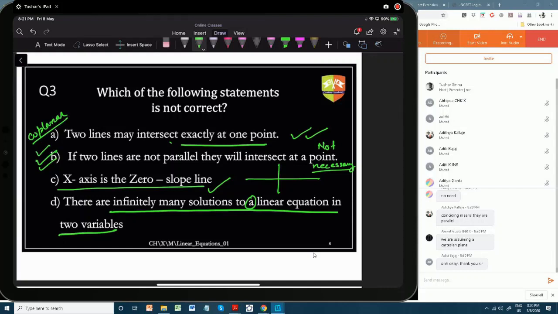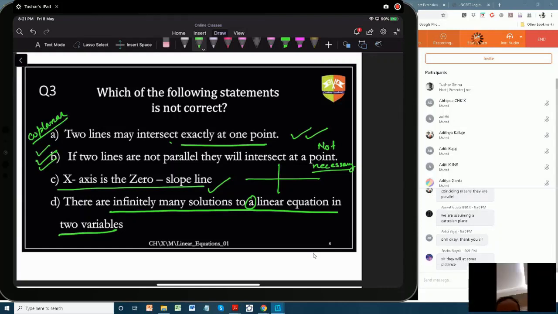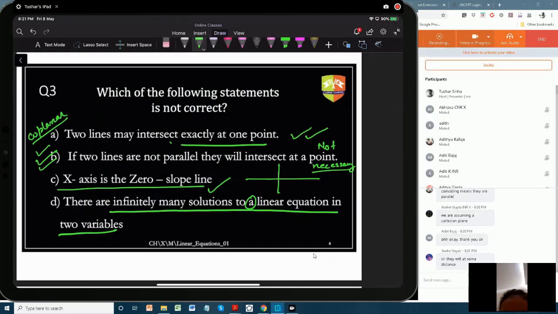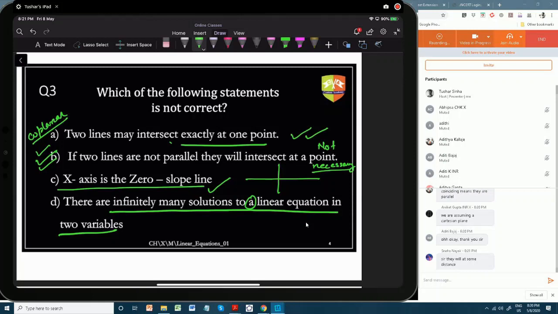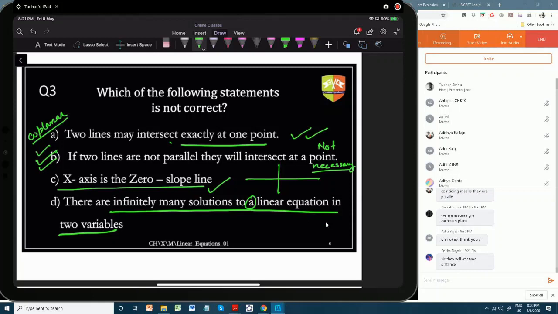See, in the three very basic questions, we have not got into the solution part of the linear equation so far. Now, who started the video? I don't require the video. Please turn it off. Yep. Please. Yeah. Anyways.